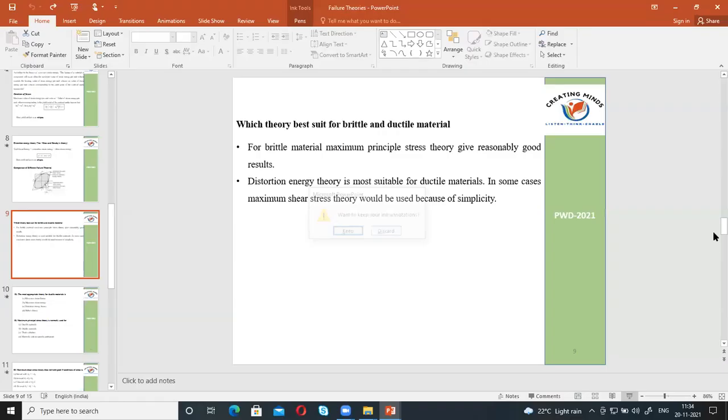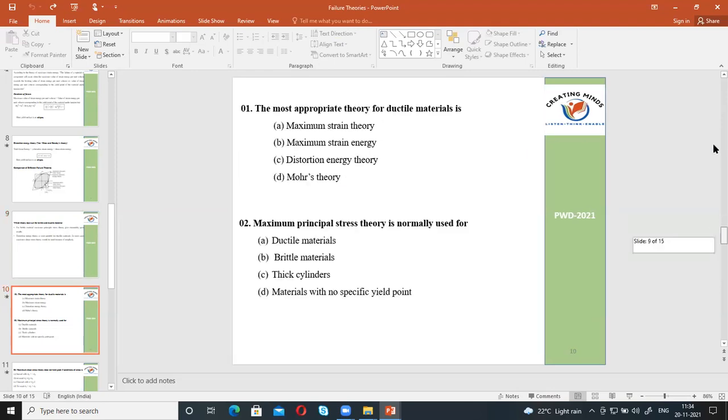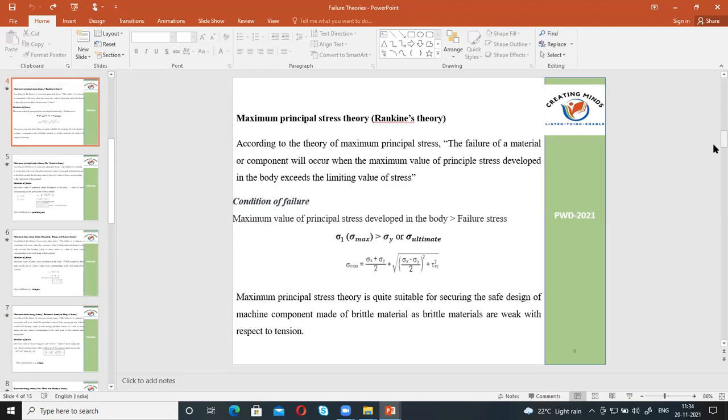Okay, now we will finish this part, that is failure theories. If you're having any doubts, please ask me. I will clarify your doubts. Next, after this particular thing, we will move on to the next topic, that is shear force and bending moments. So any doubts? Any doubts? No, sir. Others? If you are having doubts, I will take your doubts and clarify them.